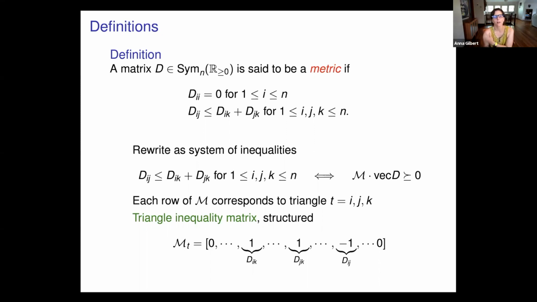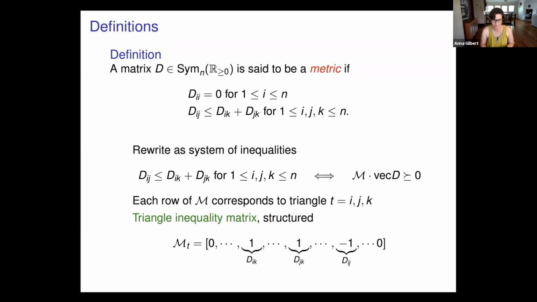So I'm going to take my matrix D, and I'm going to stretch it out and turn it into a vector. That's what vec of D means. And I'm going to take M. It's going to be a big matrix, and each row of M is going to correspond to a triangle, I, J, and K. I'm going to call this matrix the triangle inequality matrix. On any given row, it's got two 1s and one -1. And it's such that the product of M times the vectorized form of D should be entry-wise greater than or equal to 0. That's just a linear algebraic way of specifying that all the entries of the matrix need to satisfy a triangle inequality.